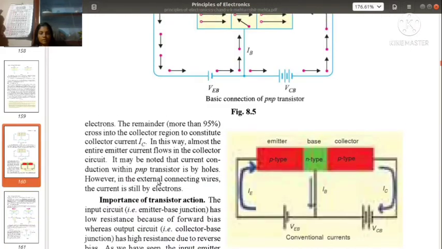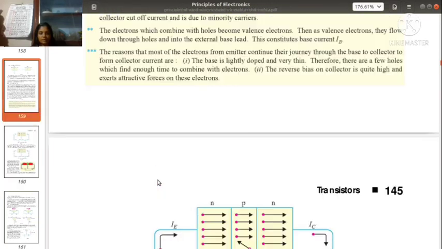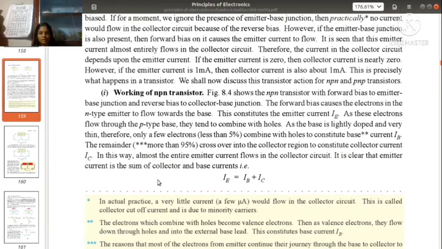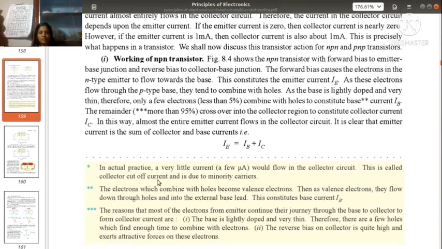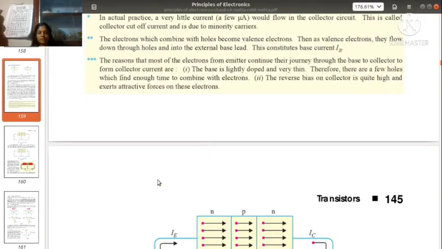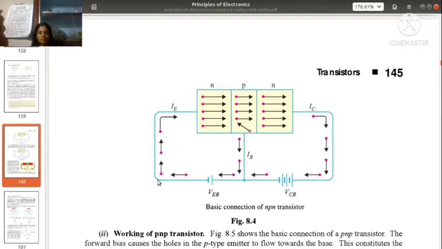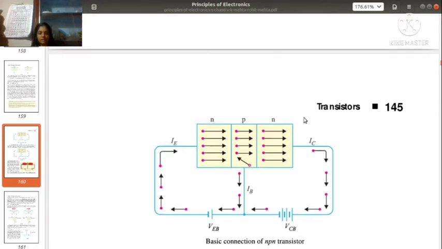Okay, let's quickly go through the working of NPN and PNP transistors. So, working of the NPN transistor. Figure 8.4 means this figure. In this NPN transistor, the emitter base junction is forward biased, that is, the negative terminal of the battery is connected to the N region and the positive to the P region. So this is forward biased, and this is reverse biased by connecting the positive terminal to the N region.